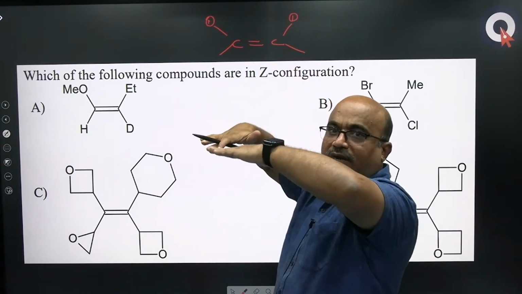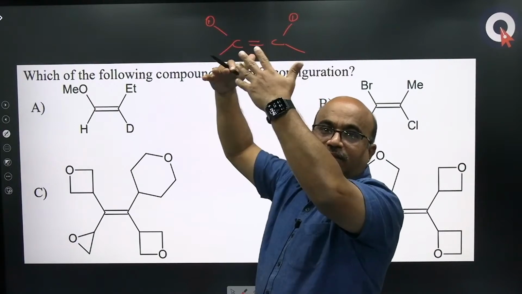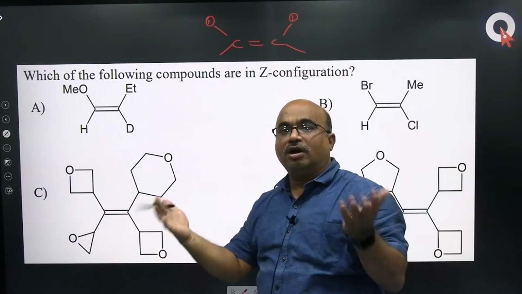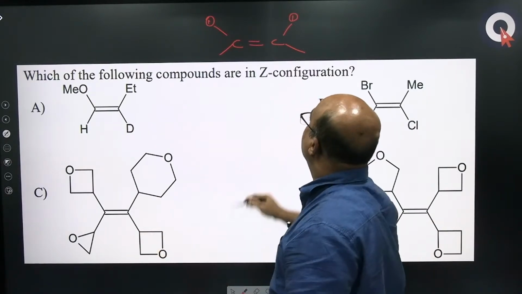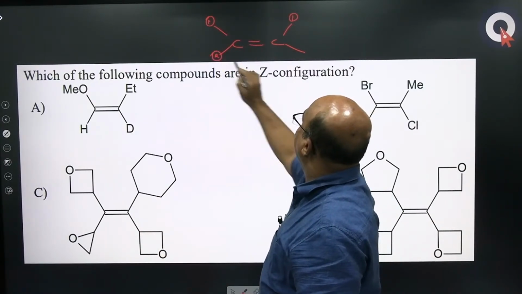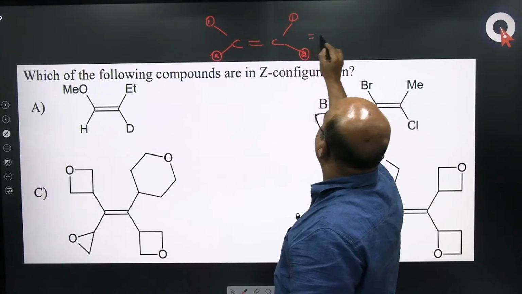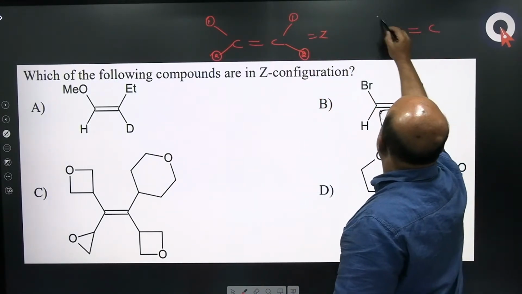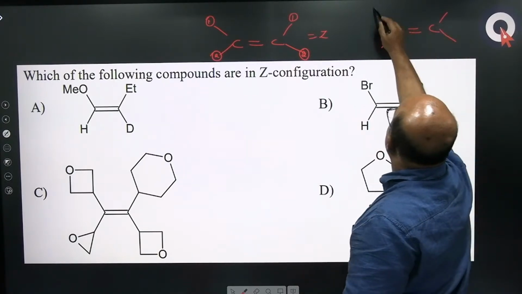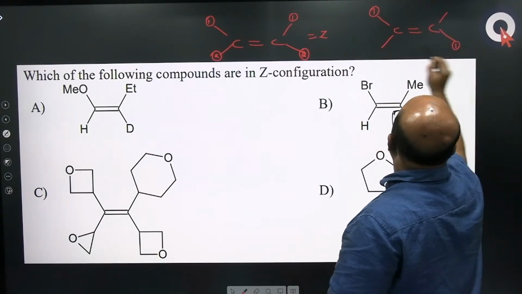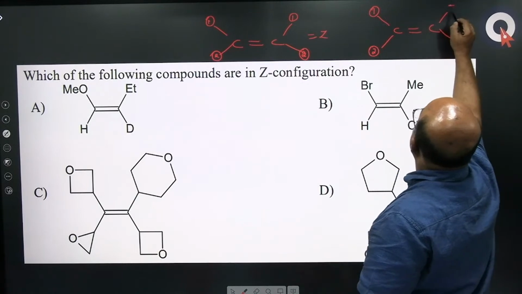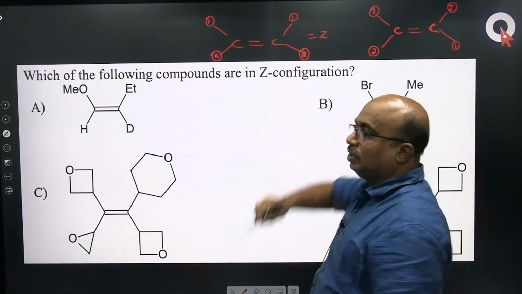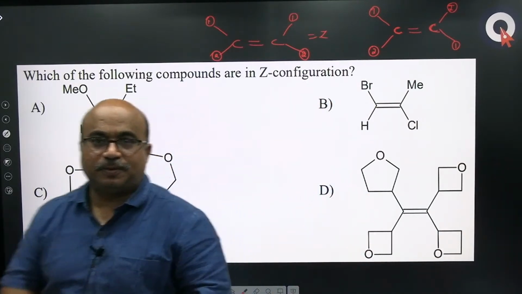So for this pi electron cloud, if these two identical priority groups are on the same side, above or below, then it is called Z isomer. If they are opposite, then it is called E. So 1 here and 1 here, then 2 here and 2 here. We have to give the priority at these particular sp2 carbons.